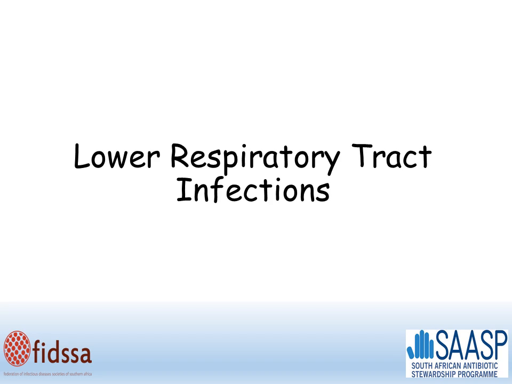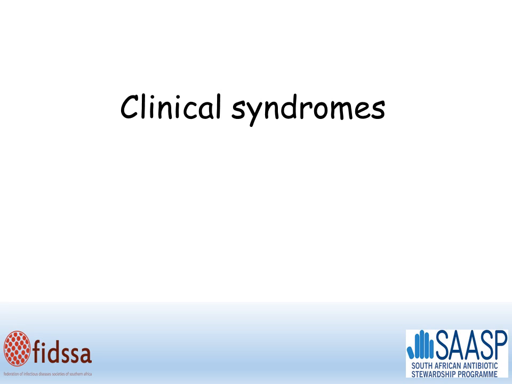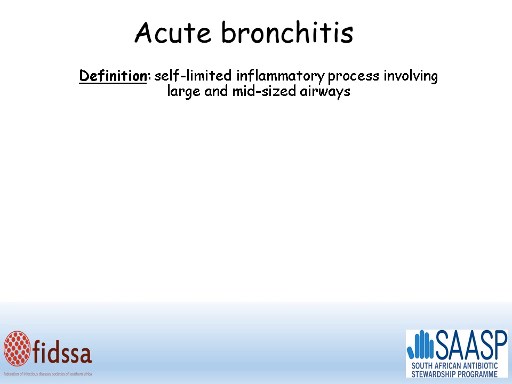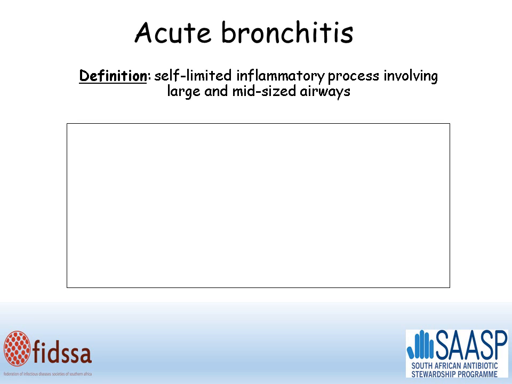This lecture is about lower respiratory tract infections. We're going to cover the three most important clinical syndromes that fall under the umbrella term of lower respiratory tract infections. Those are acute bronchitis, acute exacerbations of chronic obstructive pulmonary disease, and community-acquired pneumonia. Beginning with acute bronchitis. The definition is a self-limited inflammatory process involving the large and mid-sized airways.